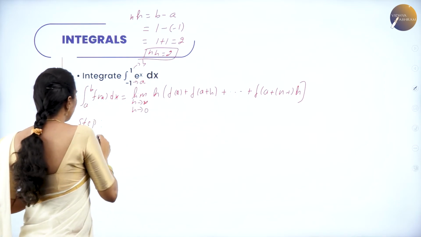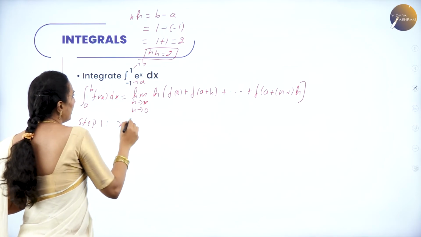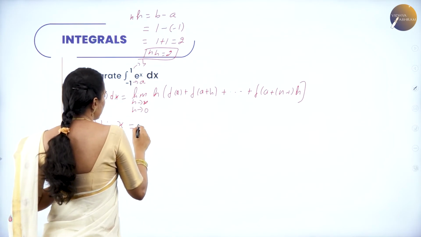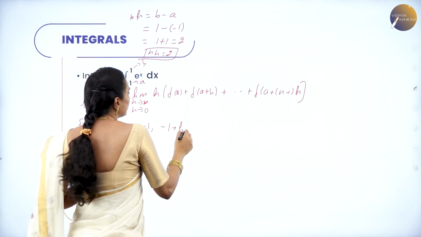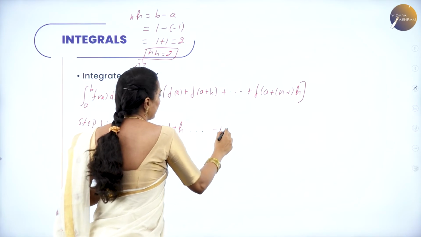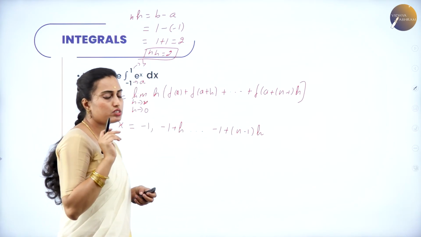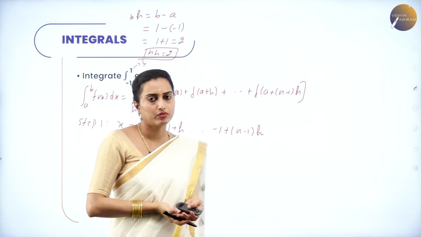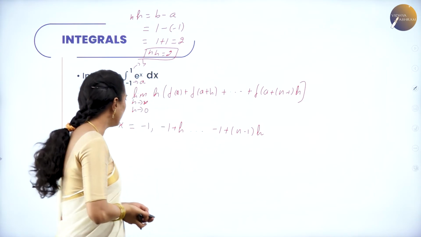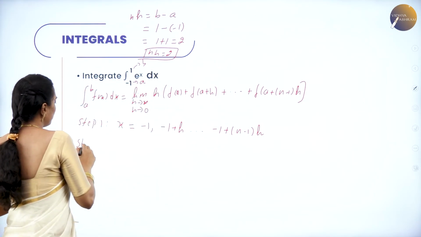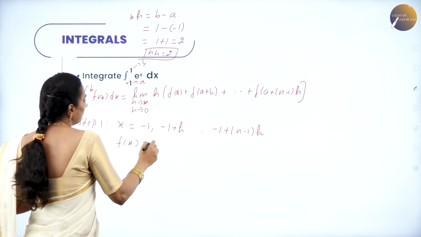Now here step 1 is nothing but you are taking, put x equal to, a value is minus 1. So x is equal to minus 1, comma, minus 1 plus h, etc., minus 1 plus n minus 1 into h. This you are going to substitute because a value is minus 1. Now next, you are going to do step 2, substituting the value in f of x. You know f of x is given by e power x.